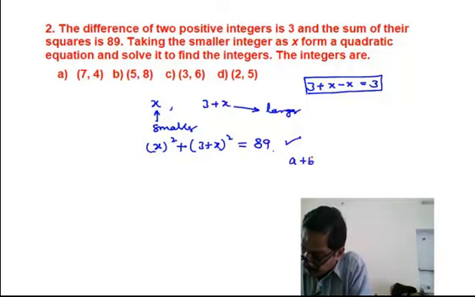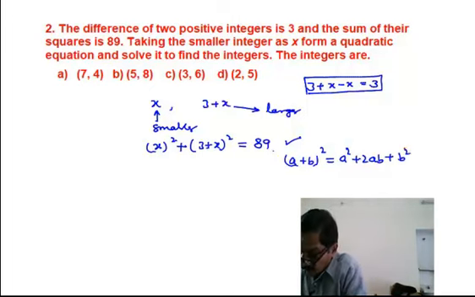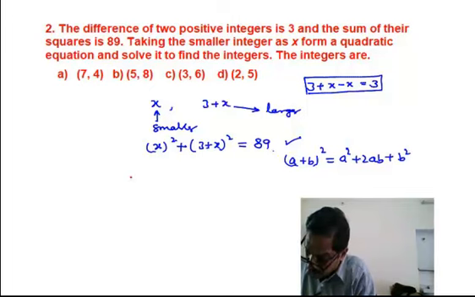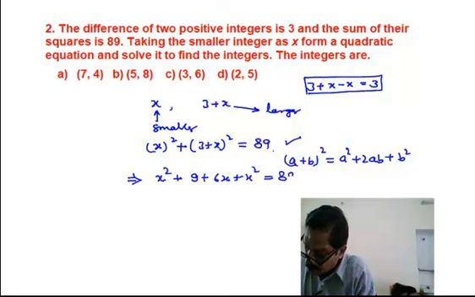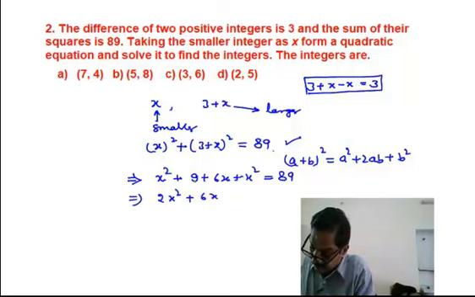We know that (a plus b) whole square is equal to a square plus 2ab plus b square. This is our formula. So using that formula, this equation can be rewritten as x square plus 9 plus 6x plus x square is equal to 89. Simplify this. x square and x square means 2x square, plus 6x will come as it is. 9 minus 89, so it will be minus 80. This is equal to 0.